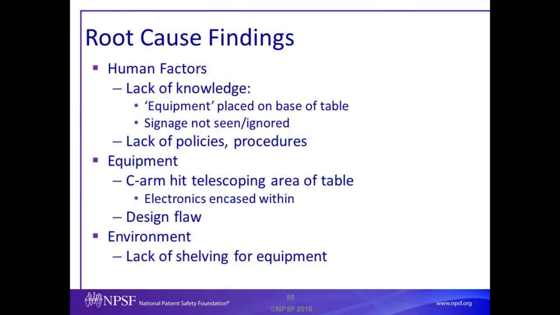The root cause analysis revealed several factors that contributed to the error. First, there were human factors in terms of a lack of knowledge of the importance of not placing equipment on the table. The sign was either not seen or was just ignored. There was also a lack of policies and procedures related to managing this type of equipment. Specific equipment factors also played a role in causing the incident. No one understood the vulnerability caused by the design of the telescope with the mechanics encased. There was a design flaw in the equipment, and the manufacturer had to be informed. An environmental factor that contributed to the incident was the lack of proper shelving for equipment.